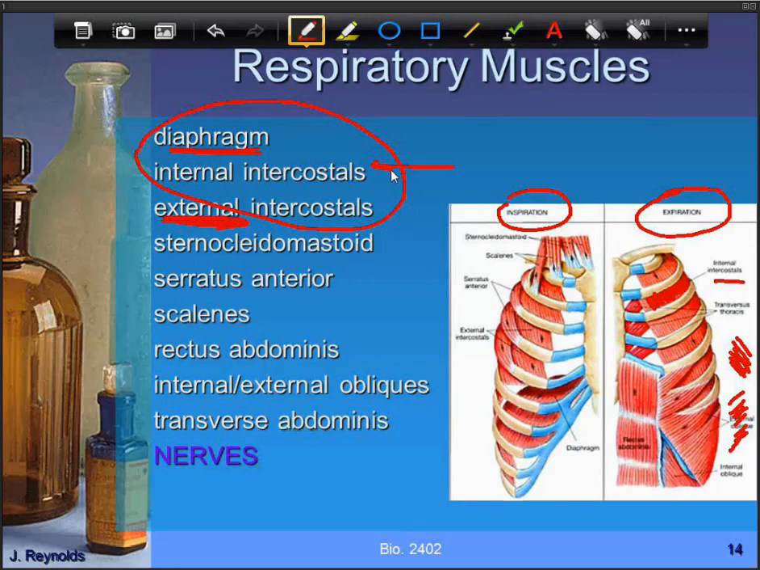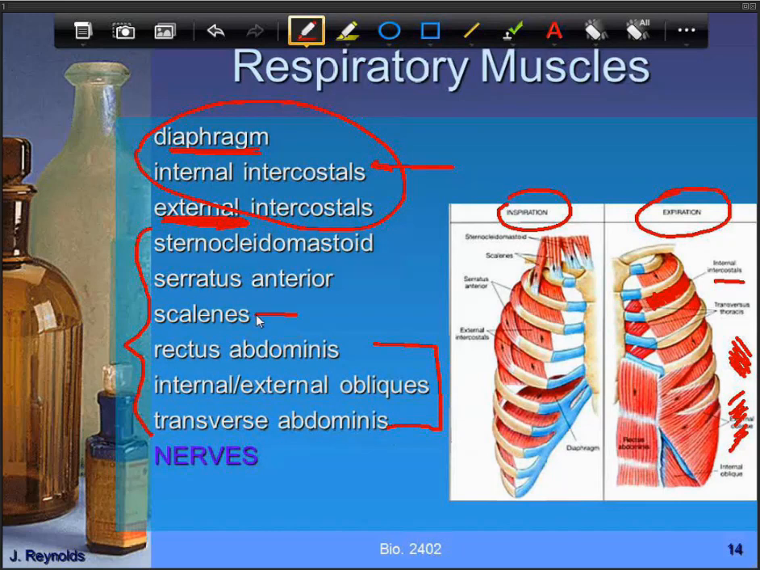Now, when you do really forced breathing, if I told you to really do a long and hard inspiration, expiration, you'd have to involve some other muscles. So remember your abdominal muscles. I'm not going to go back over these. You had them in 2401.